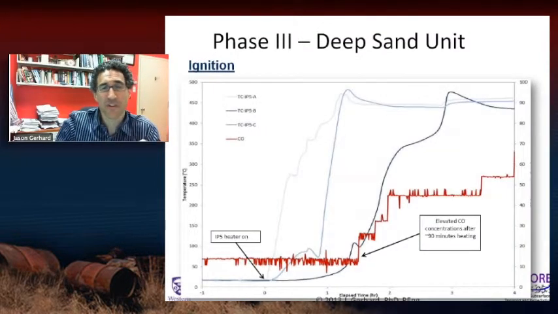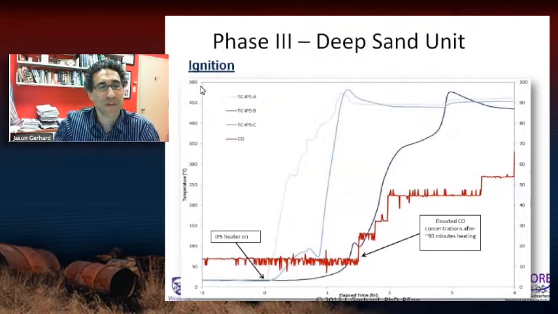And this is just to show you what thermocouple data looks like from the subsurface. Here's where we're doing the preheating. You can see when we turn on the air, we get this sharp spike in temperature, just like we expected. Now, we're not getting the same kind of peak temperatures. We're only getting up to 500 degrees.